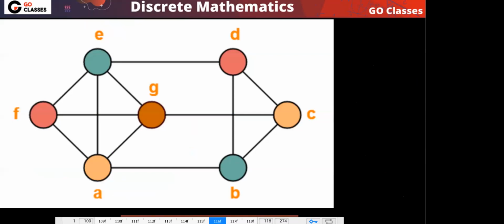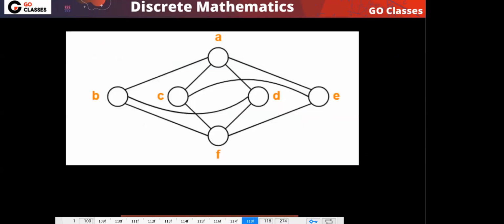Let's see this graph. What do you think? Do we have a triangle? First of all, there is no K4. We don't have any K4. But do we have a triangle? Yes, there is a triangle. You can notice ECF. This is a triangle.